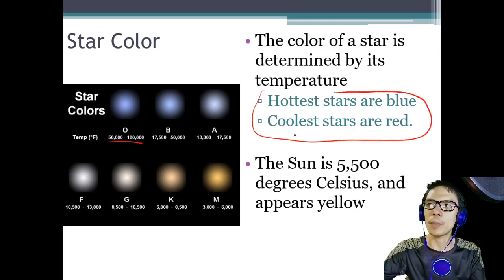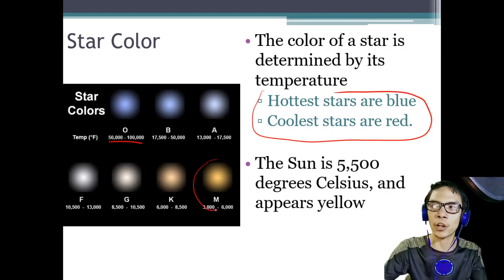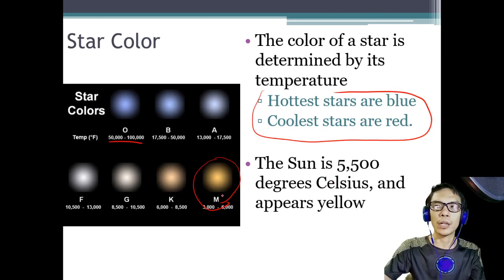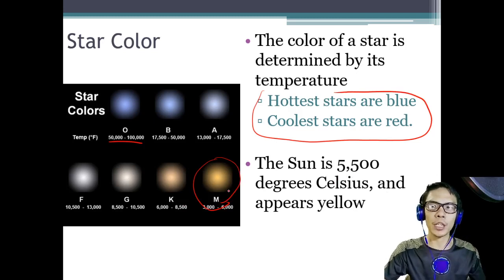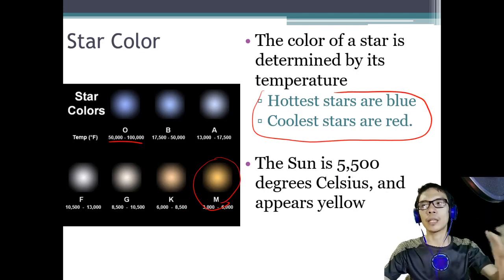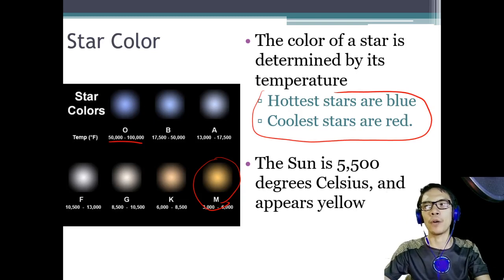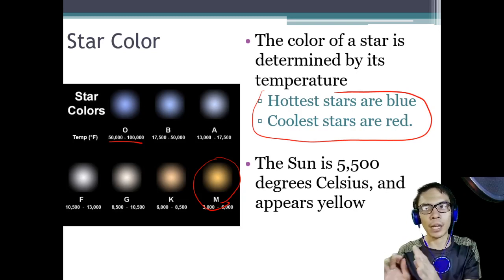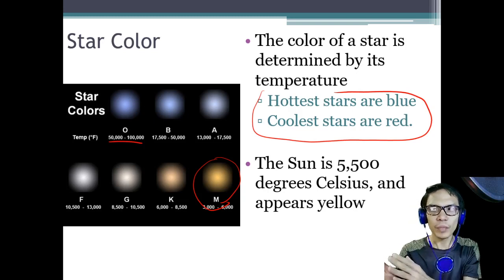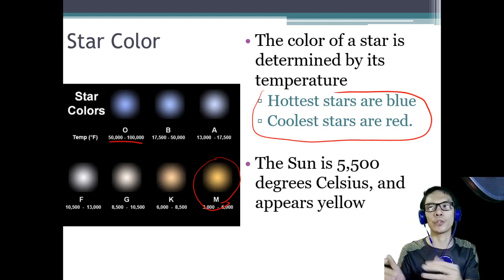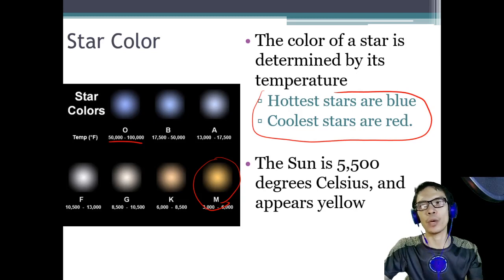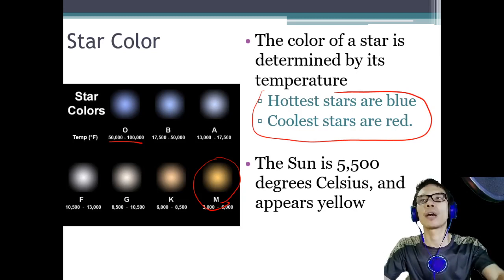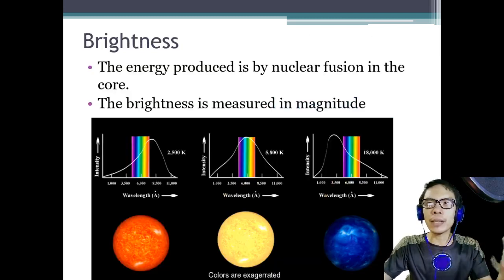Our sun is 5,500 degrees Celsius. Our sun is category M. Whenever a star belongs to category M, it tells us that the star is somehow not that hot, and not that super cool in temperature. So it is a main sequence star, in other words.